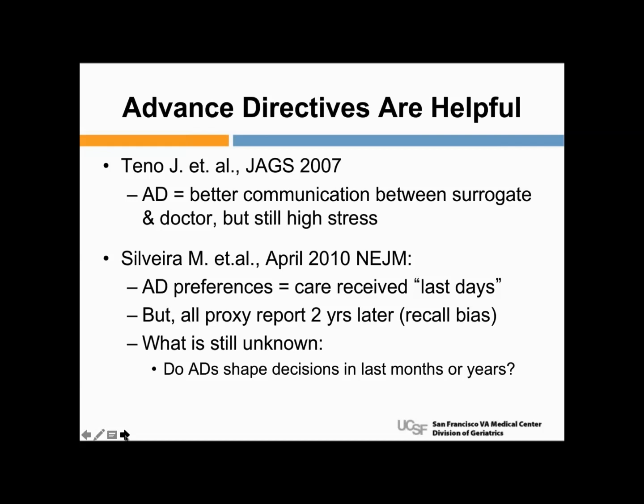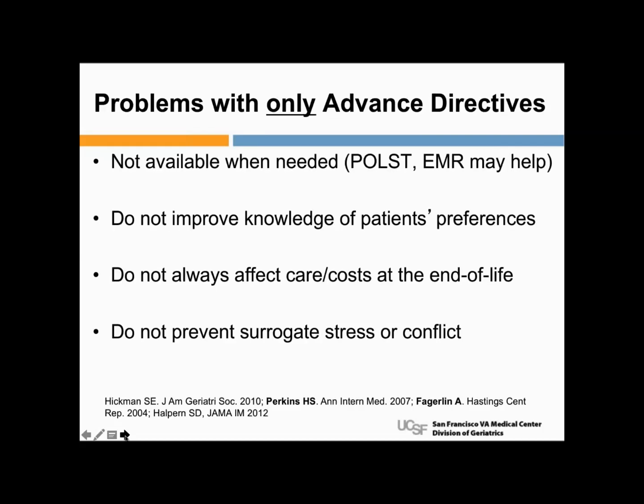And we also know that many of our patients, including those who have dementia or cognitive impairment, live for many years, and there are many decisions that need to be made over time. And what we don't know is whether advanced directives shape the decisions in the last months or the last years. We also know, if we focus on advanced directives only, that there are some problems with this. We know that this information is often not available when needed, even though electronic health records and POLST forms are trying to help with that, and that is improving.